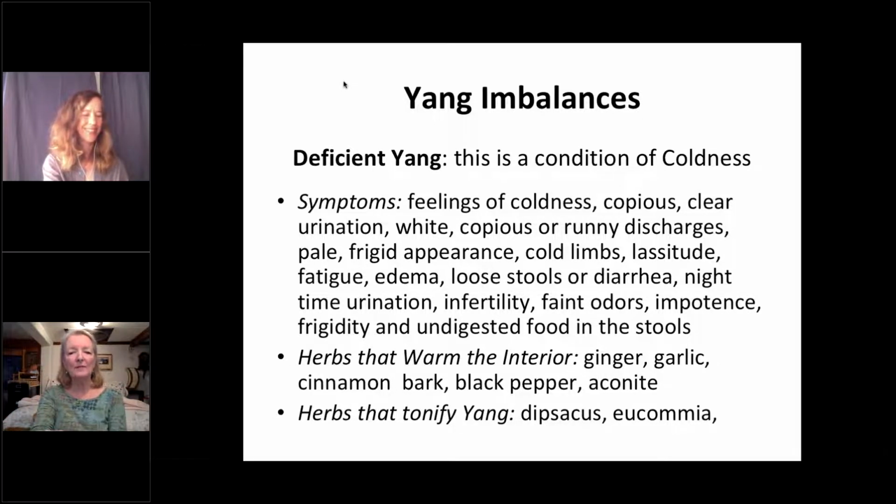Cinnamon bark revives the yang of the kidney adrenals. Aconite does as well, prepared aconite. Black pepper warms the lungs, revives the yang of the lungs. Garlic, I don't know which organ that works on. Everybody, everything. And then there's a category of herbs called herbs that tonify yang. Dipsacus is teasel, and we have that growing all over. And eucommia is another possibility.